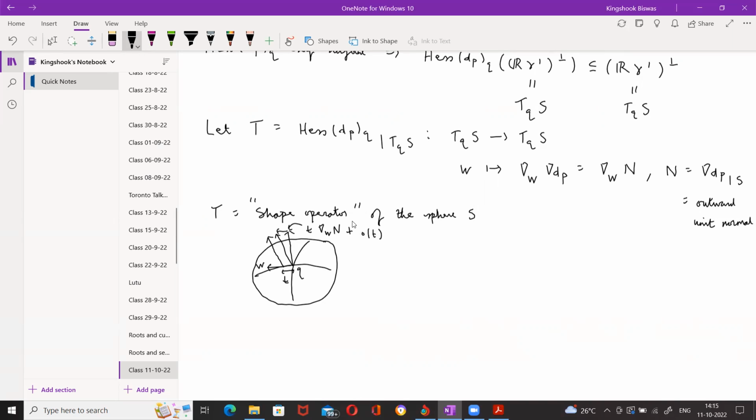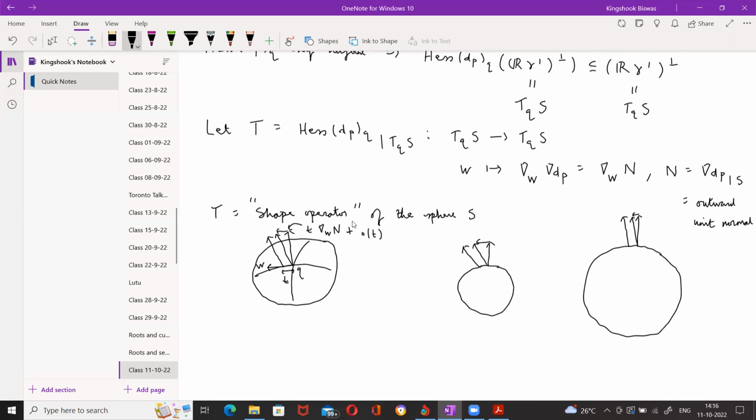So if it's a small sphere, then the normal vector will bend faster, so the covariant derivative will be larger. Whereas if it's a large sphere, then the normal vector will not change too much. So this change in the normal vector is basically giving you the curvature of the sphere.